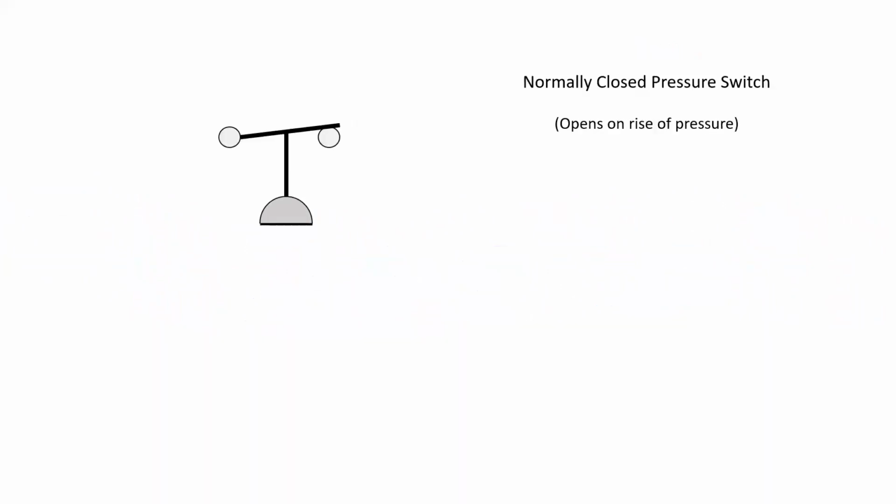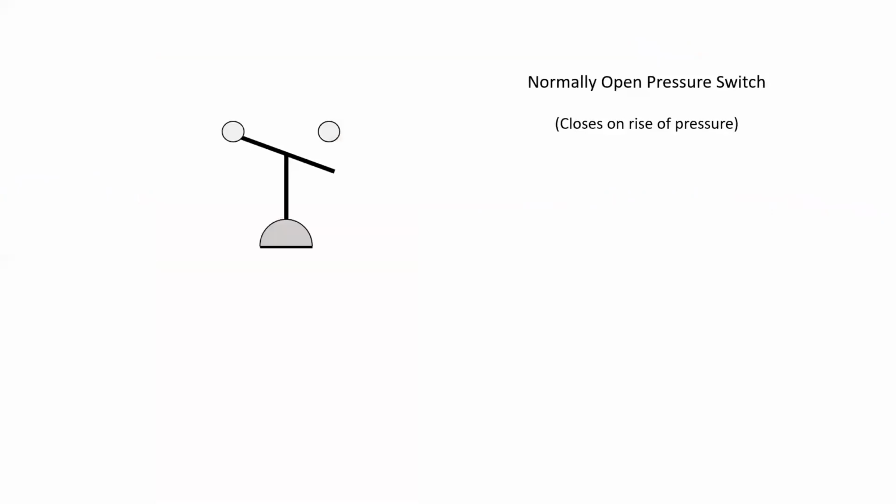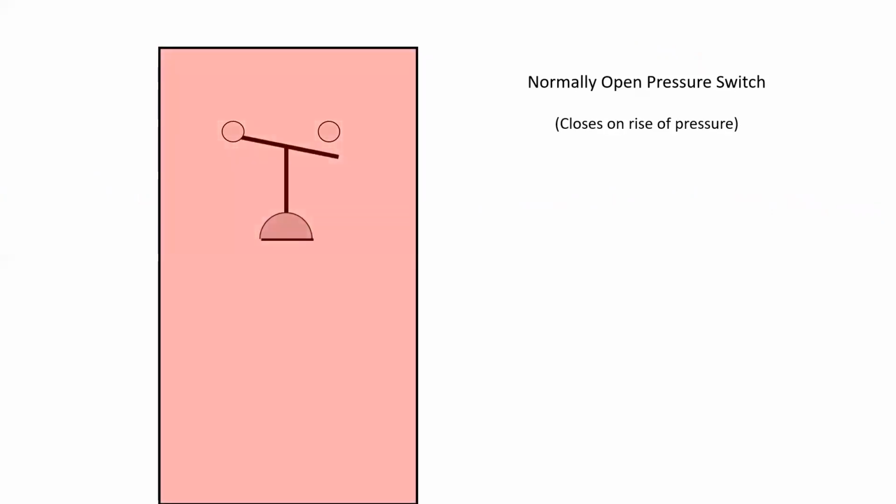When we look at pressure switches, same idea. They open on a rise of pressure if it's normally closed, and a normally open pressure switch would then close on a rise of pressure. Again, just like the other application, we could have a pressure switch in there that's held closed. So it's a normally open pressure switch and it opens on a drop of pressure.